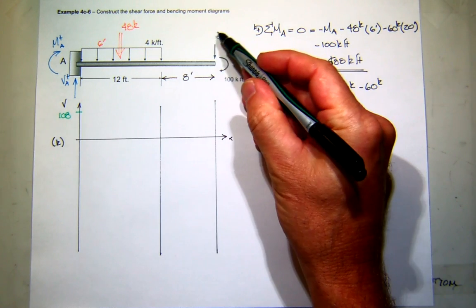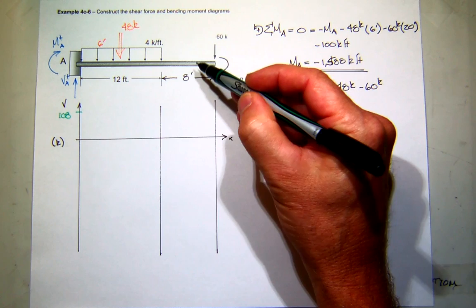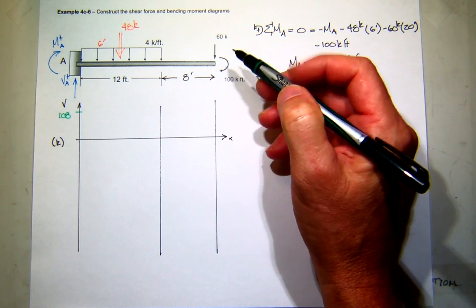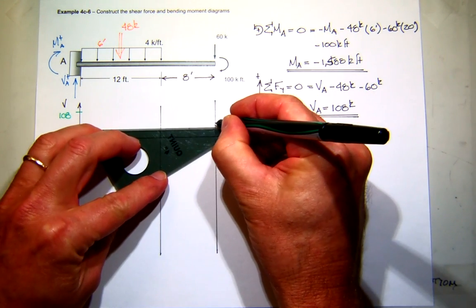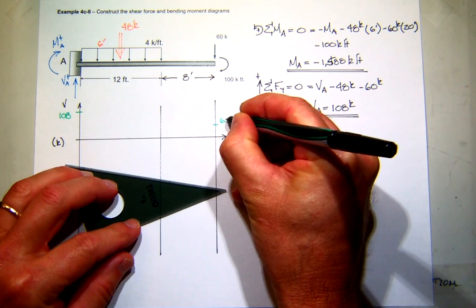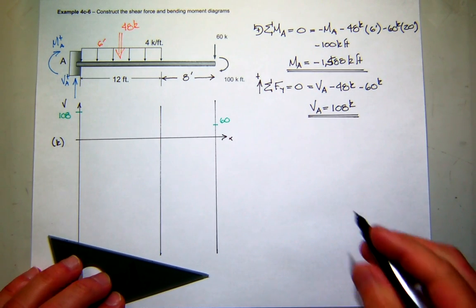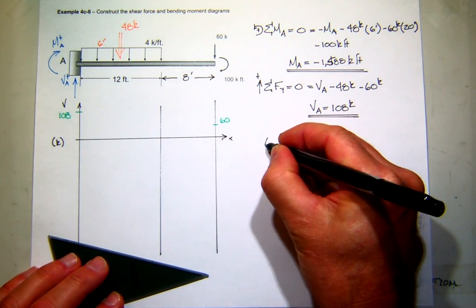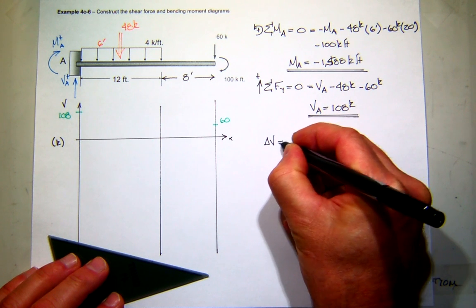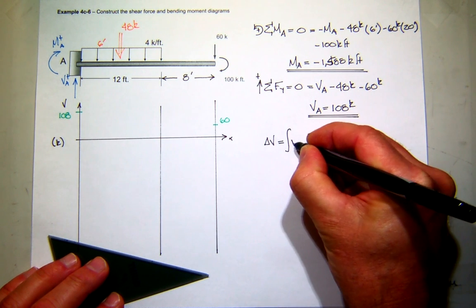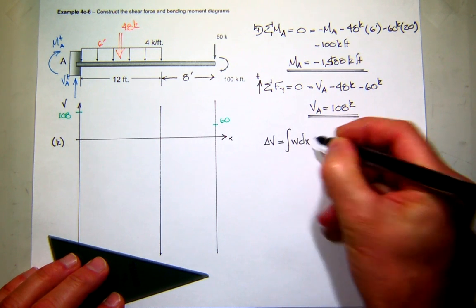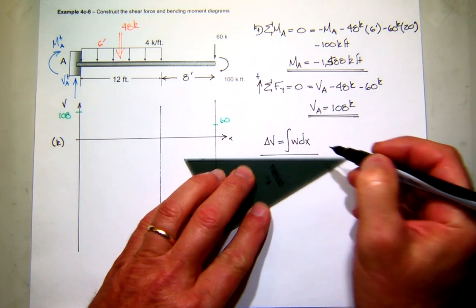Now, we've already talked about here at the end, what do we expect the shear to be when we hit the end? Positive 60. So that's what I'm expecting. Hopefully my procedure will connect those 2 points. Now remember, the change in shear between any 2 points is the area under the load diagram. It's one of our fundamental principles.